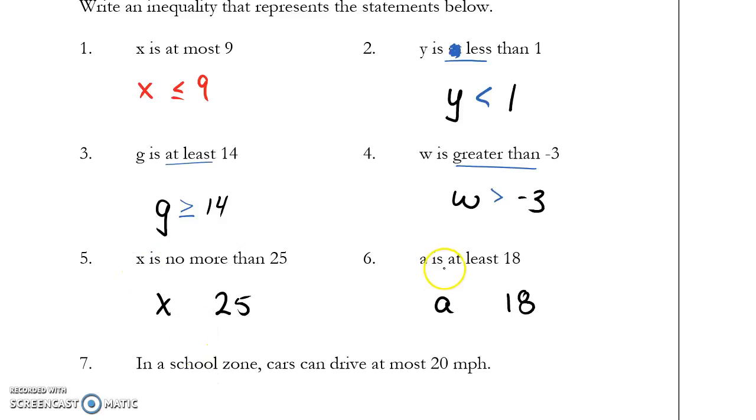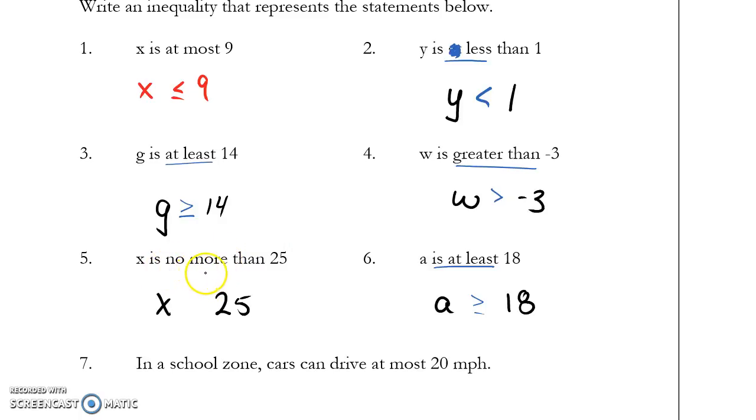I'm going to skip 5 and come back to it. "At least" is another greater than or equal to. This one I tried to make a little tricky. I put this word "no" in there. "No more than 25." I don't have that in the word bank. I just wanted to see if anybody would get it.